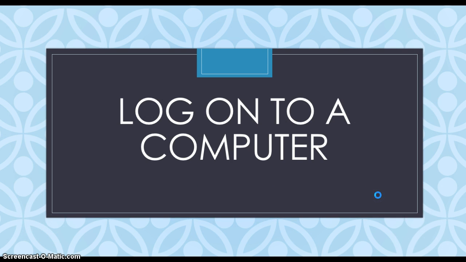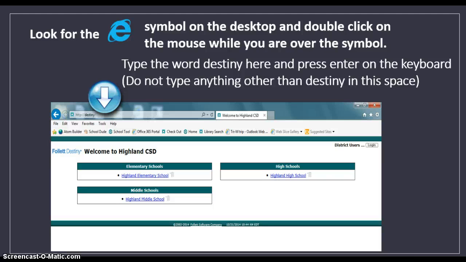So the first thing that you would do is you would log on to a computer. And most of you already know that when you log on to a computer, that's your first and last name, and then you create your own password. So once you've done that, you're going to look for the E symbol on the desktop and double click on the mouse while you are over the symbol.